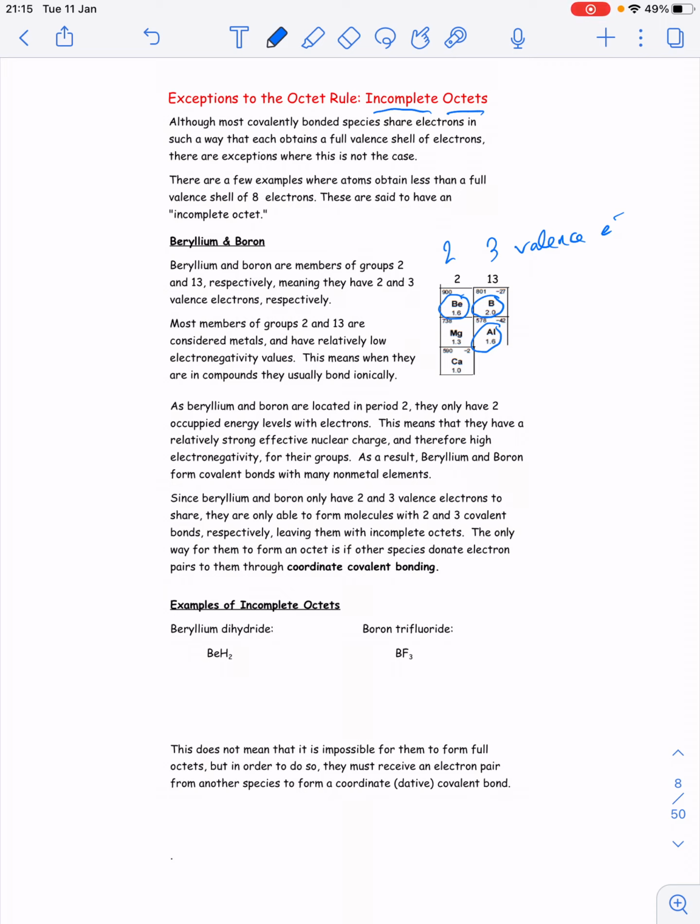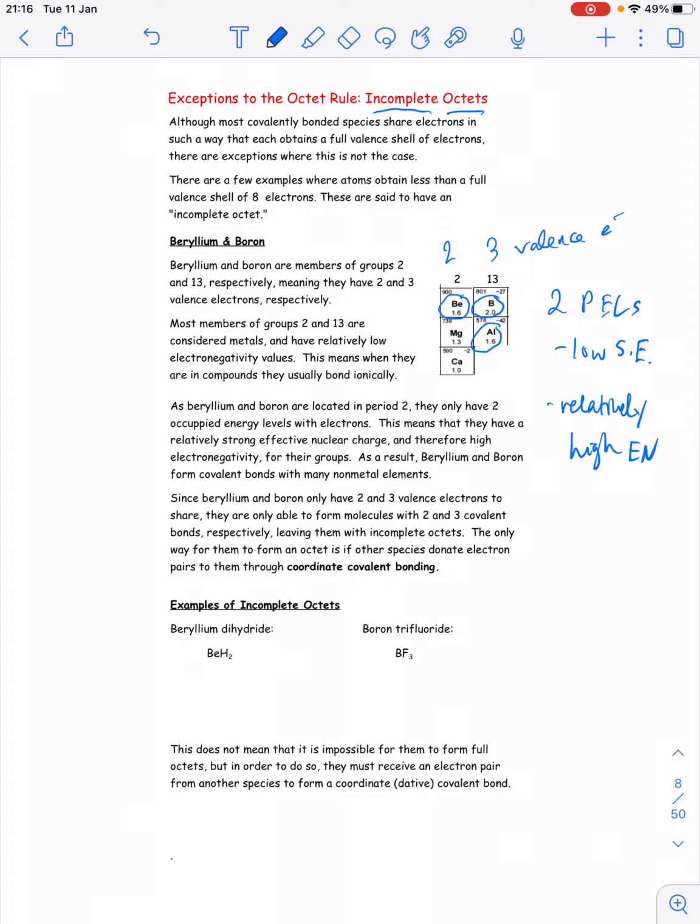But because beryllium and boron are only in the second period, so they only have 2 principal energy levels, they have relatively low shielding effect. And because of that, they have relatively high electronegativity values for being in groups 2 and 13. 1.6 and 2.0 are their electronegativity values respectively. And those aren't particularly high, but they're just kind of high for their groups. Everything else in their groups have lower values.